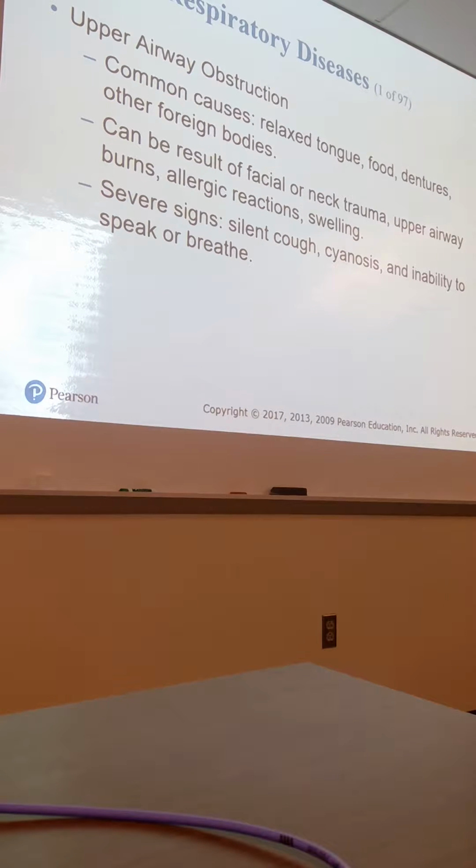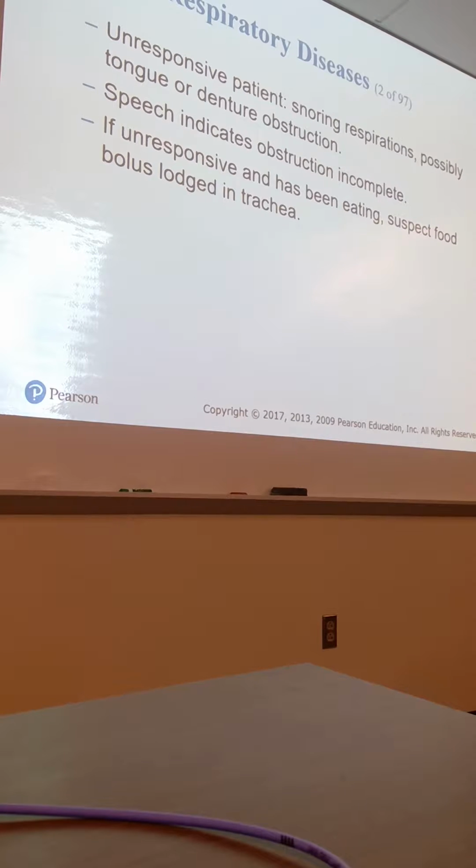All right. Now we're going to talk about the individual disease processes. Upper airway obstruction, most common is the tongue. Can be dentures, food. If someone arrests while they're eating, suspect an aspirated foreign body. You can have trauma, upper airway burns, allergic reaction, swelling. The signs, basically the inability to talk or breathe. Right, we talked about that.